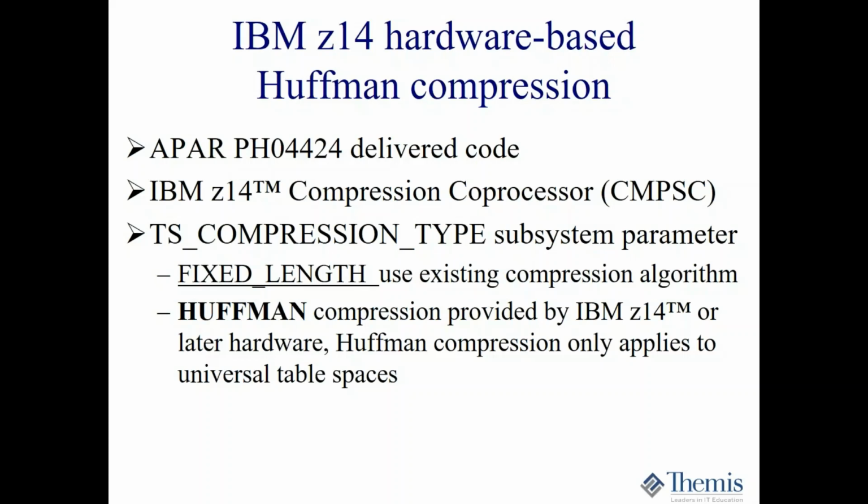Now, if you are at Z14 and you have the hardware implemented, you have the compression coprocessor, then your table space compression type can be the Huffman compression provided by IBM, hardware compression. And it only works against the universal table spaces. As you know, all of the current enhancements, all of the current performance enhancements are dependent on universal table spaces. So the writing's on the wall. We need to get those converted.